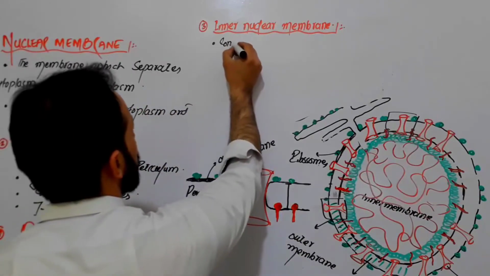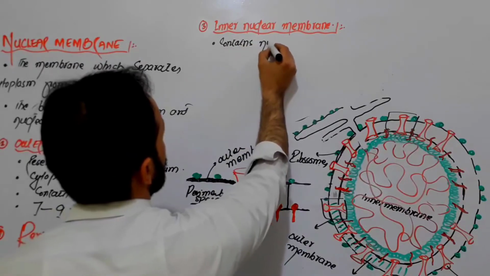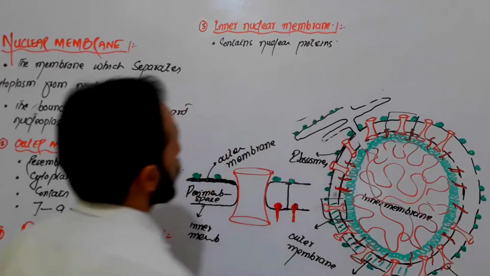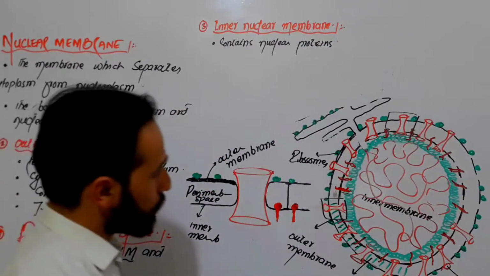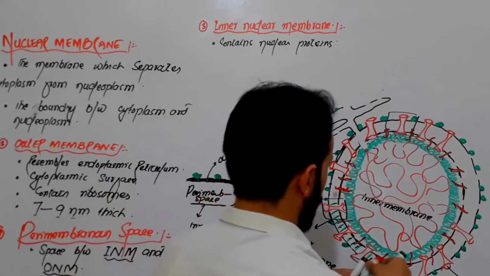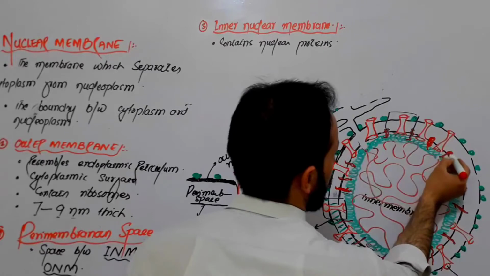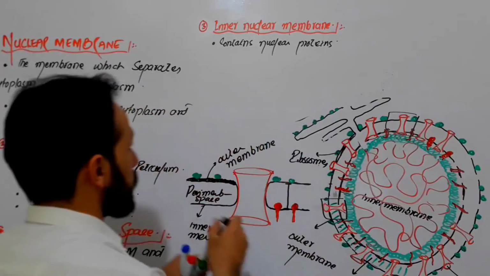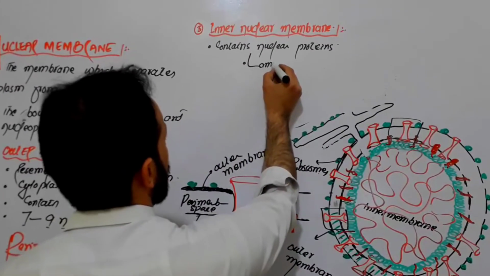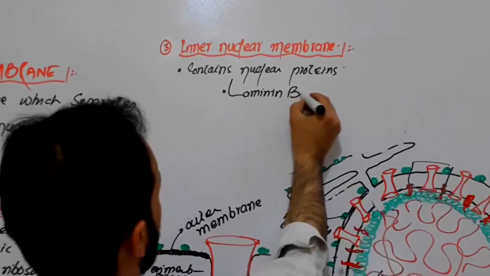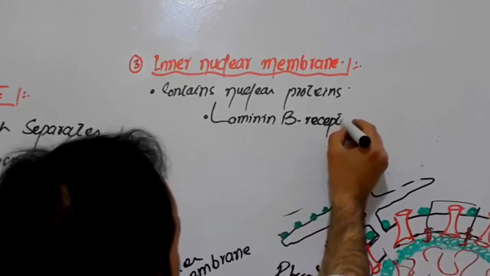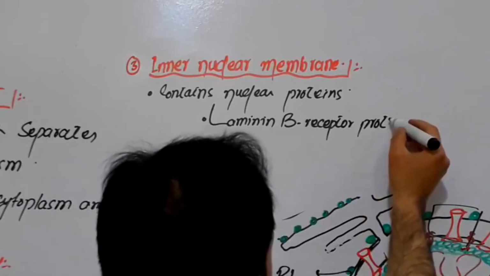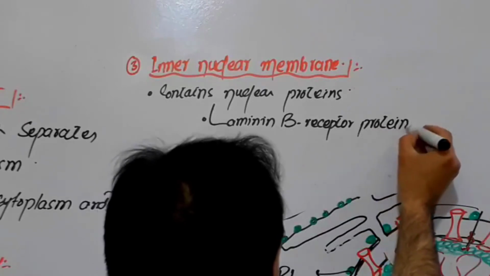It mostly contains nuclear proteins. For example, which kind of proteins? If we should know the names of some proteins which are present here in the inner nuclear membrane, these may be the laminin B receptor proteins, right? For example, laminin B receptor proteins, LBR.